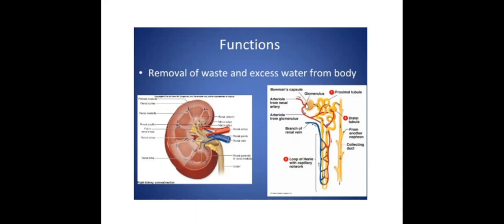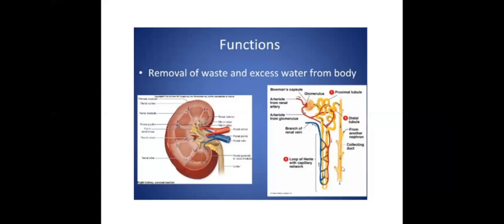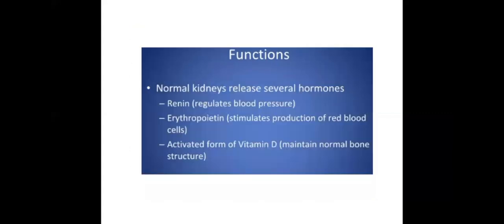See this picture. This is the Bowman capsule, and this is the glomerulus, where the afferent and efferent arterioles are entering and exiting the Bowman's capsule. This is the first part, the PCT, or proximal convoluted tubule. This is the loop of Henle, and this is the DCT, or distal tubule, and this is the collecting duct. The collecting duct is going to collect all the filtered content, and that content will be drained into the urinary bladder, where it will be stored temporarily, and after that the urinary bladder will be emptied.